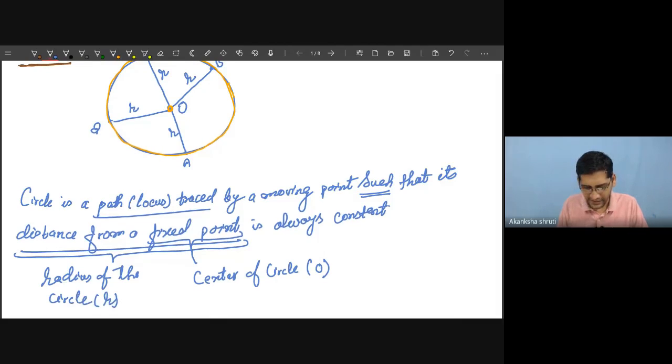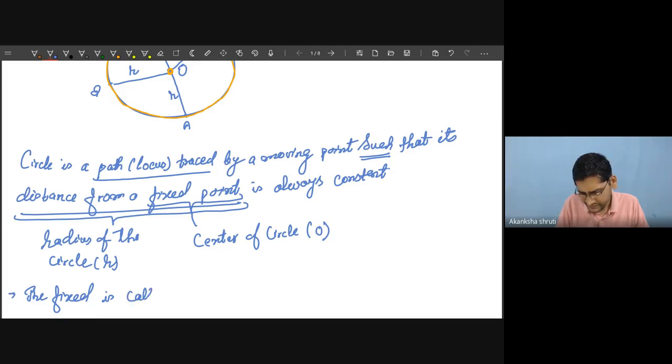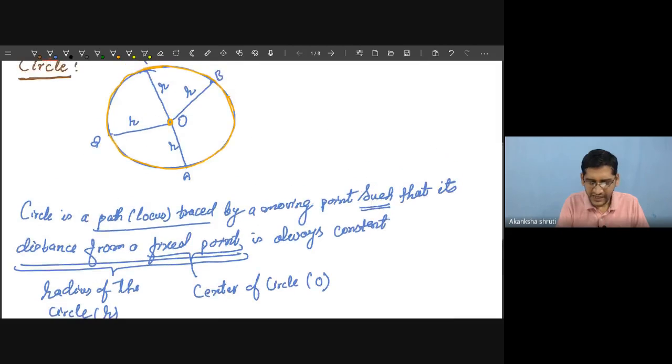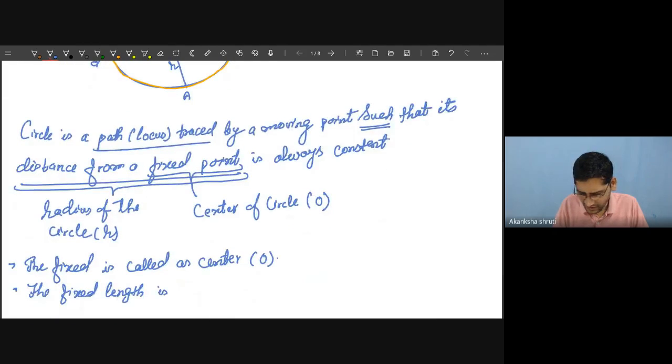Denoted by a small r. Okay, student. So here we can write that the fixed point is called as center O, and the fixed length, means the fixed distance between the center and any point on the circular path, is called radius, denoted by a small r.